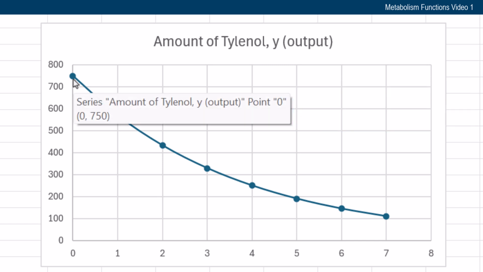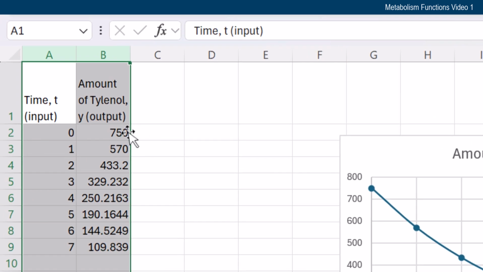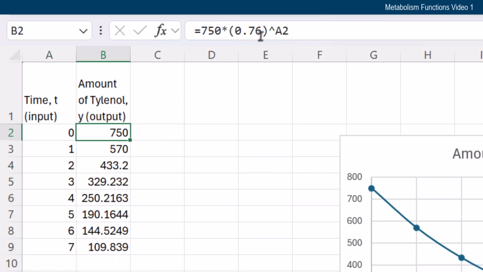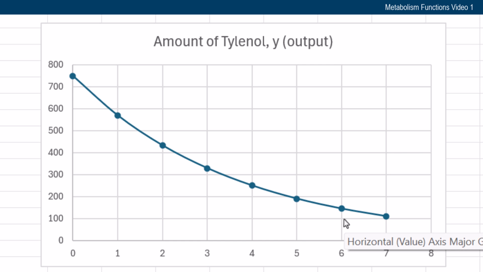Okay, other things to note on the graph is notice that it's going in a downward direction, which makes sense because it is a decay. If I go back to the function, our 0.76, that was less than 1. So we knew we had a decay factor, which is why our graph is going in a downward direction.